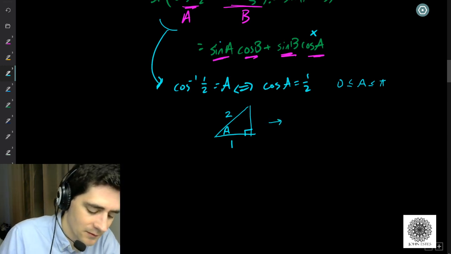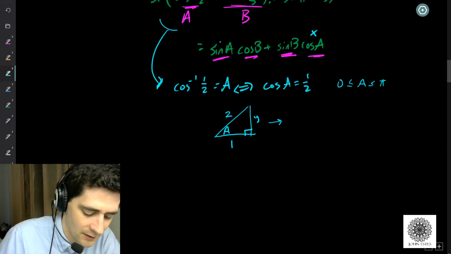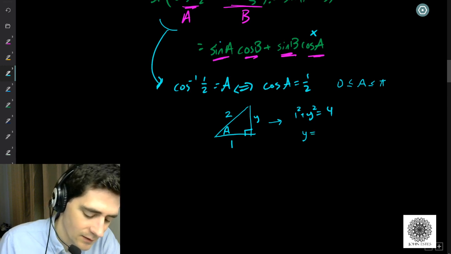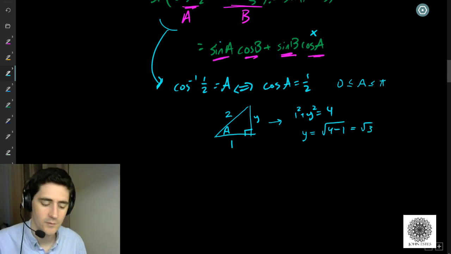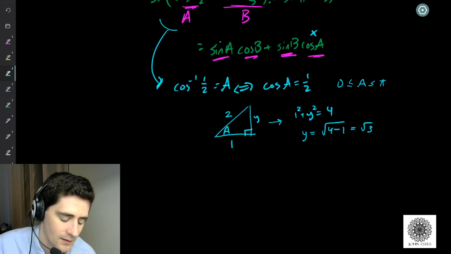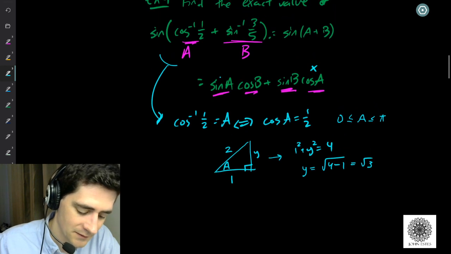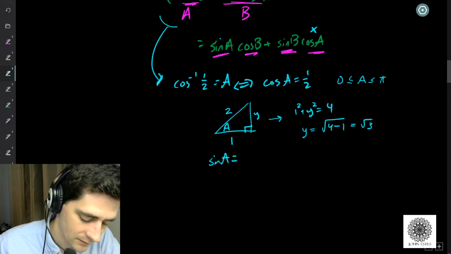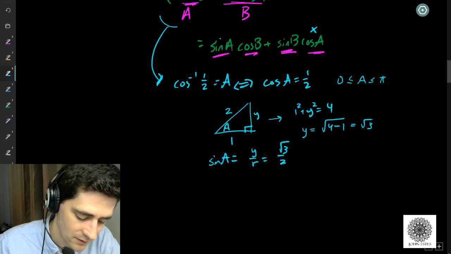So from the Pythagorean theorem, we'll call this opposite side y. I know that 1 squared plus y squared equals 2 squared, which is 4. So y is going to equal the square root of 4 minus 1, which is the square root of 3. And it will be positive because my cosine value is positive, and so I know I'm in the first quadrant. Okay, so now I can figure out sine A, right? Because sine A, if you remember, is y over r, or in other words, root 3 over 2.